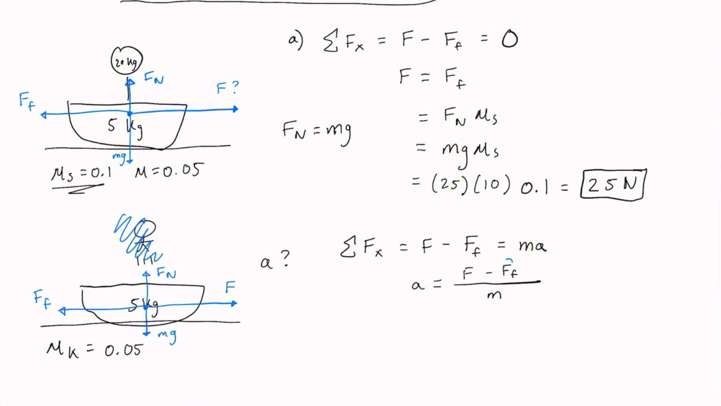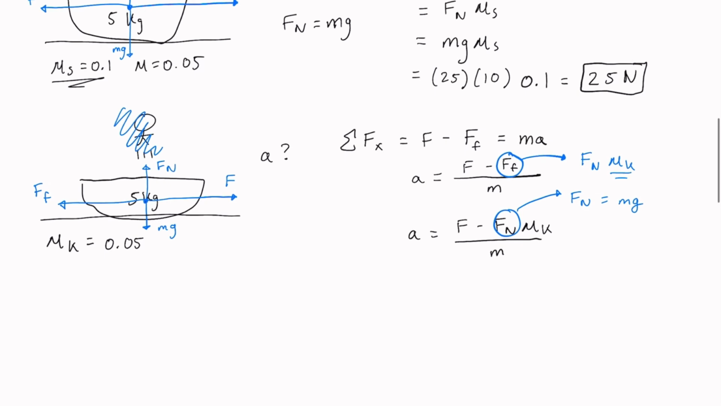Similar to what we did in part A, we can set Ff equal to Fn mu k. We're using the kinetic coefficient of friction because the sled is already in motion in this problem. So rewriting this, we get a is equal to F minus Fn mu k over m. We know that Fn is equal to mg because the sled is not accelerating upwards or downwards.